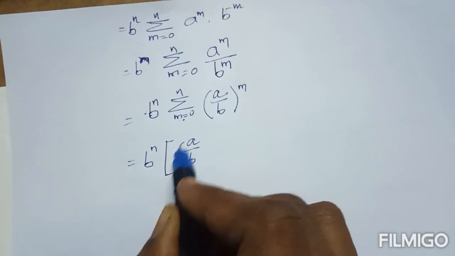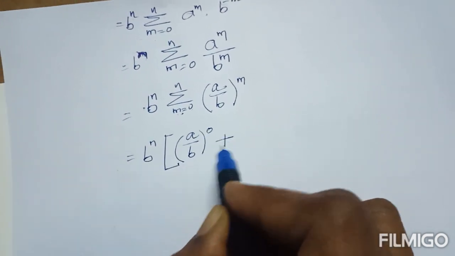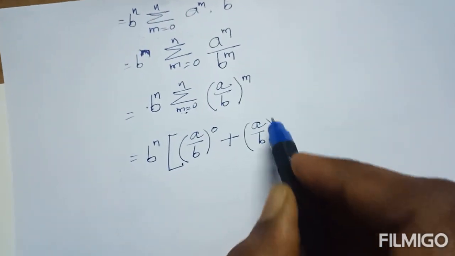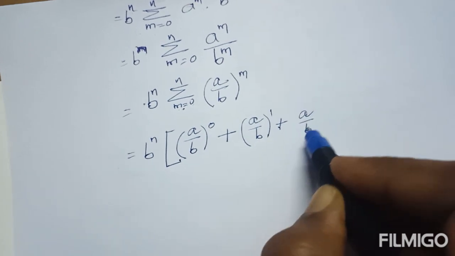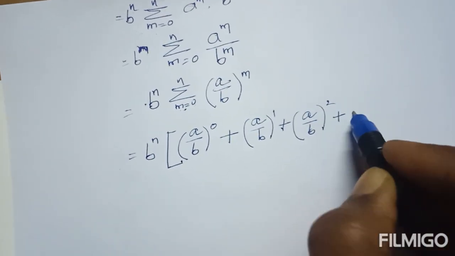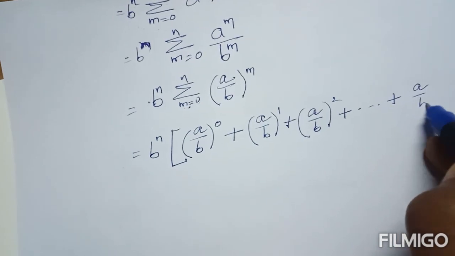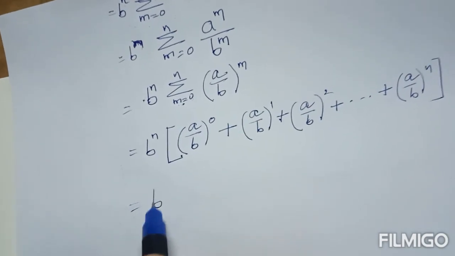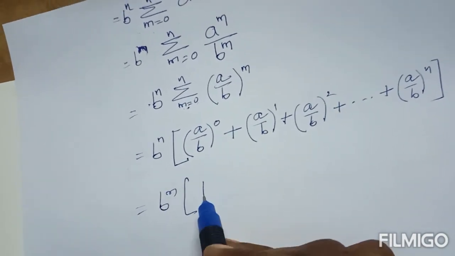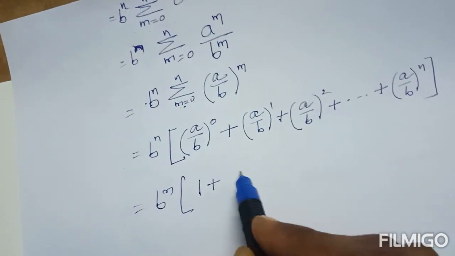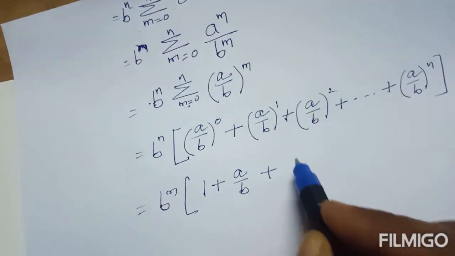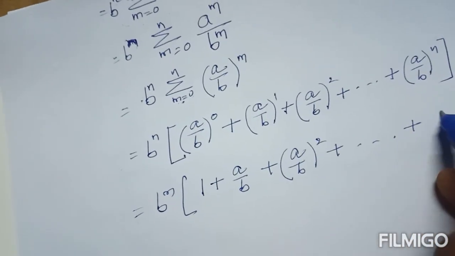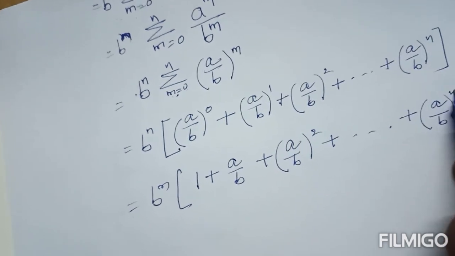The first term is a by b whole power 0, plus next, m equal to 1, a by b whole power 1, plus a by b whole power 2, and so on up to a by b whole to the power of n. That equals b to the power of n into, anything to the power of 0 is 1, so 1 plus a by b plus a by b whole square and so on, up to a by b whole to the power of n.